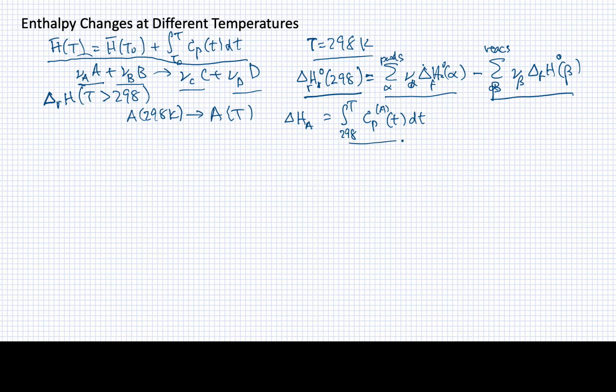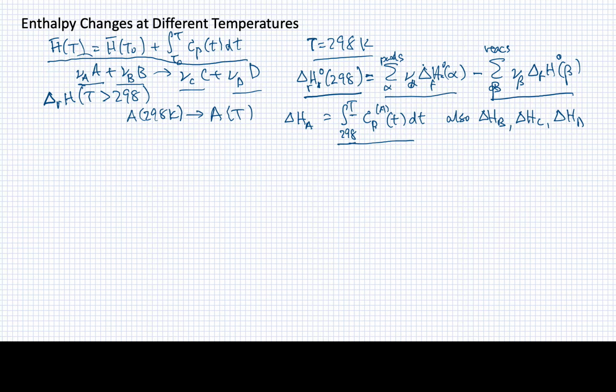So I'll need to compute this integral unless the heat capacity somehow is magically a constant over this temperature range. But I'll need to do this for A, and I'll have to do it for B, C, and D also. So I'll have delta H of B, delta H of C, and delta H of D computed in a very similar way, where I'm just going to do an integral over the heat capacity dT from this low temperature to the final temperature T. Now, how will I use that to get the enthalpy change for the reaction at that higher temperature?